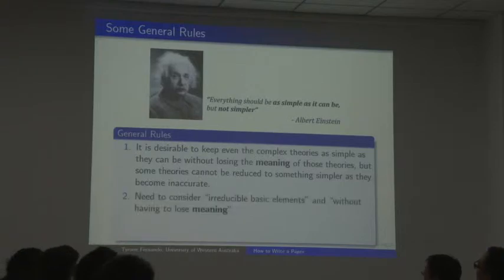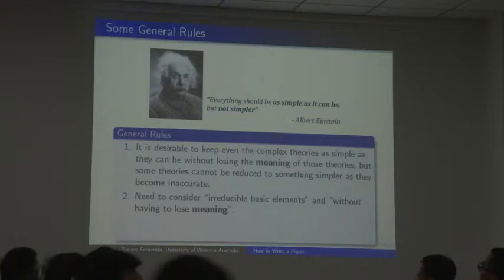And we need to consider irreducible basic elements without having to lose meaning. So when we have something complex, we reduce it to some basic elements. We keep reducing it until we cannot reduce any further. How do we know that we cannot reduce any further? Because if you do, then you lose meaning. So the second sentence is essentially saying the same thing as the first sentence.